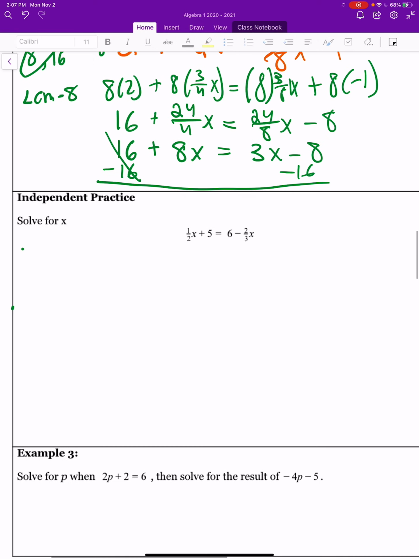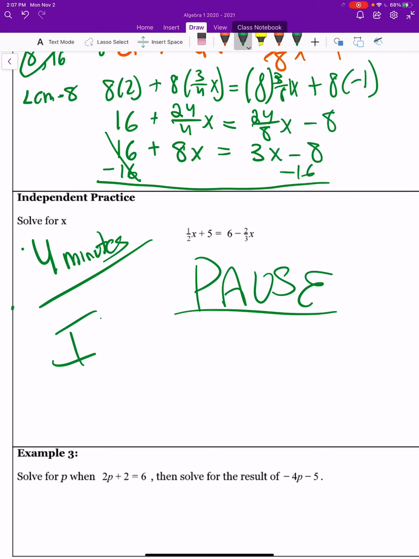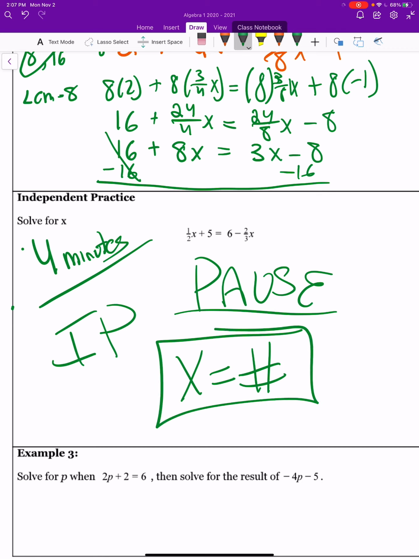All right, so now take the next 4 minutes to do this independent practice. Pause the video. What is the value when you solve for x? What does x equal? Shouldn't it be a certain number? Should be a variable, whatever the case may be. Please pause the video and take the next 4 minutes to independently answer this question.